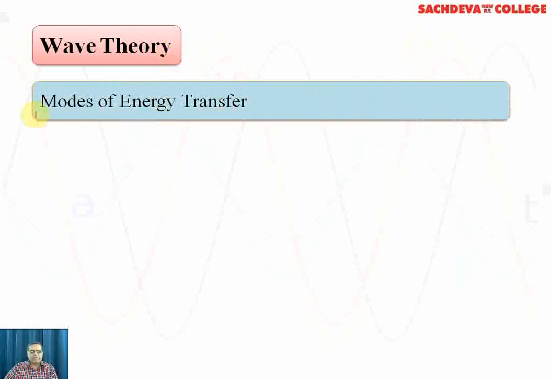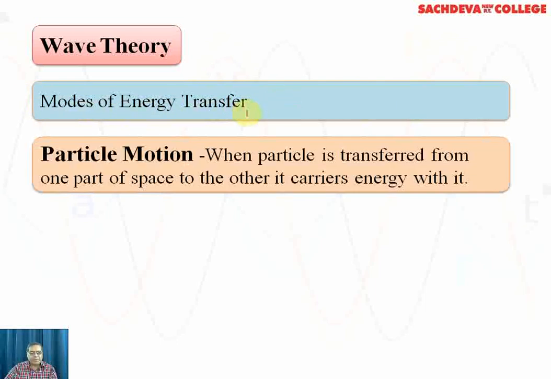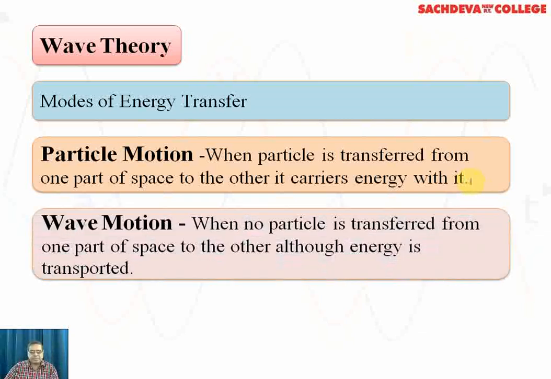So in the wave theory, we have to go through the modes of energy transfer. Particle motion: when a particle is transferred from one part of the space to the other, it carries energy with it. Energy is the capacity of doing work. So some work is done in the medium. So particles are transferred from one part of the space to another, and they carry energy.